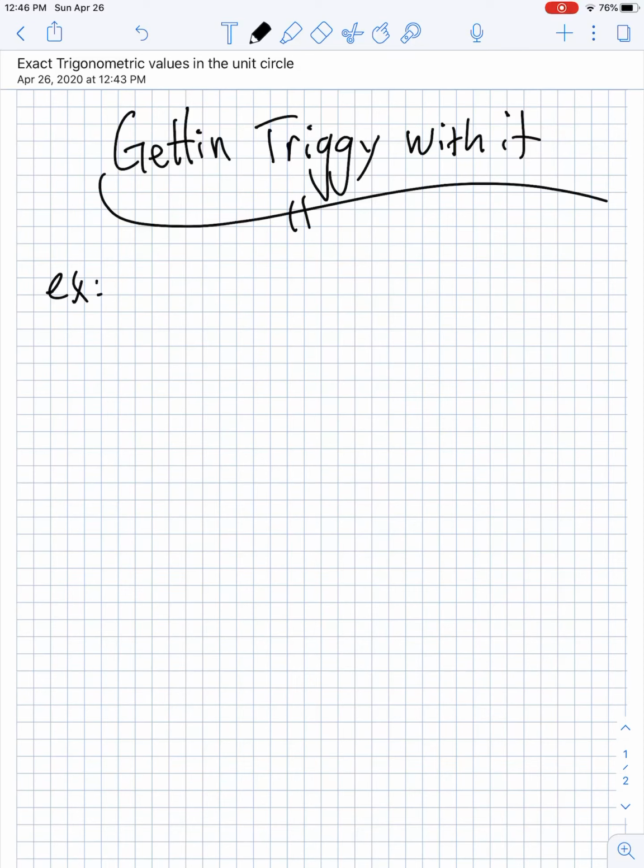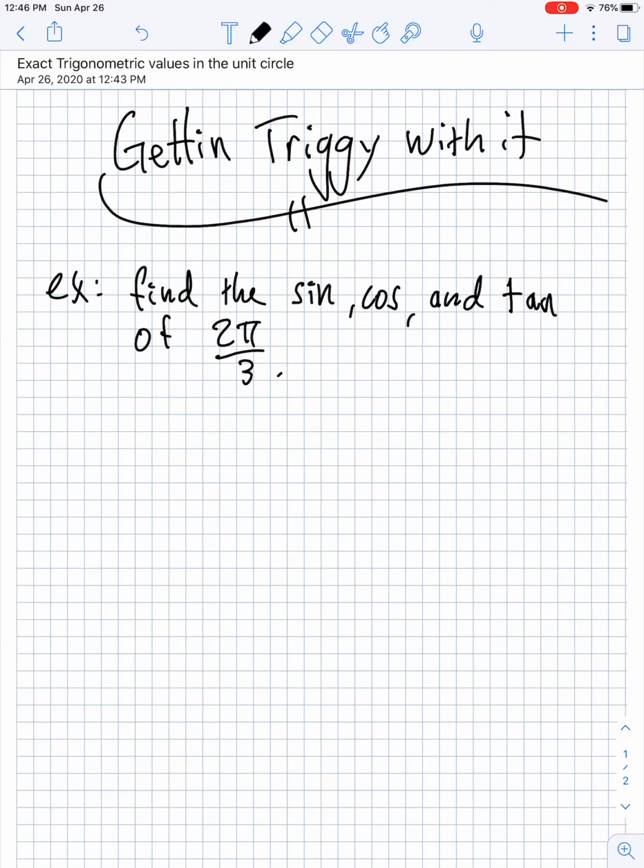Let's say you were asked to find the sine, cosine, and tangent of 2 pi over 3. The old Oxford comma right there. So we have to find sine of 2 pi over 3, cosine of 2 pi over 3, and tangent of 2 pi over 3.